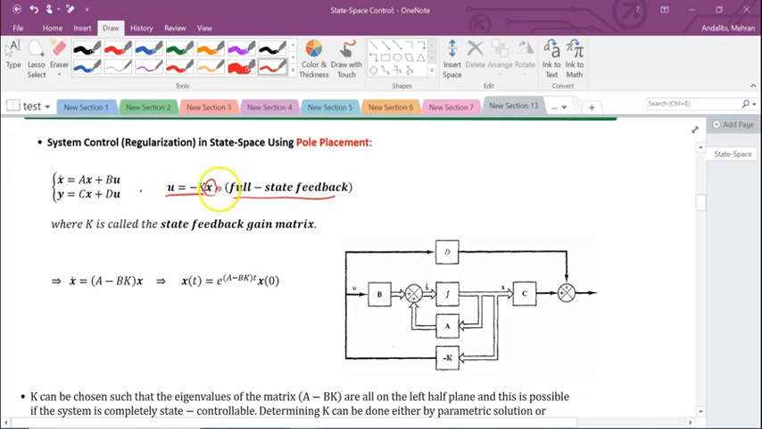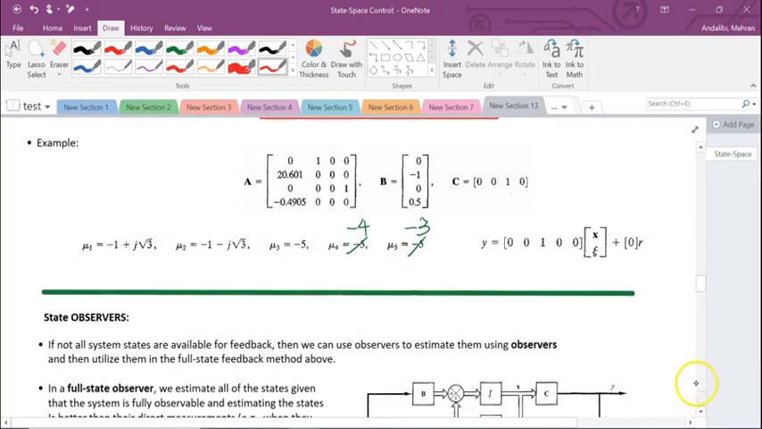So in those cases, for those states that are not accessible or are super noisy, instead we might go with some estimation of them. We might estimate them if we have the model of the system correctly, if we have the dynamics equations of the system correctly, then we might estimate those values. And this is done using what we call state observers.